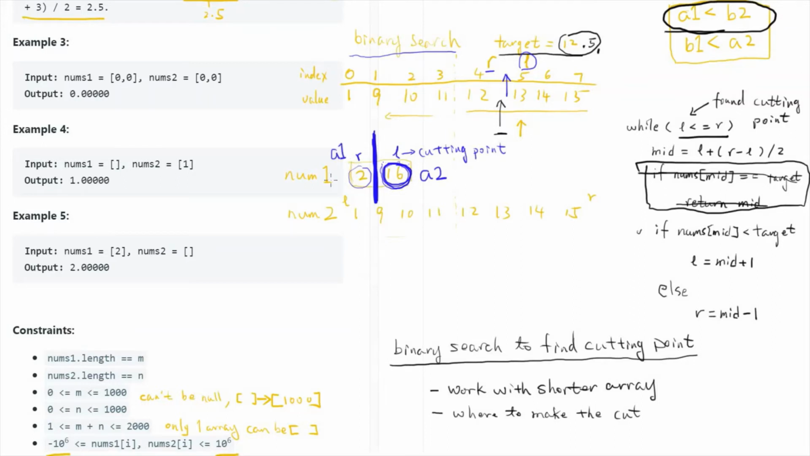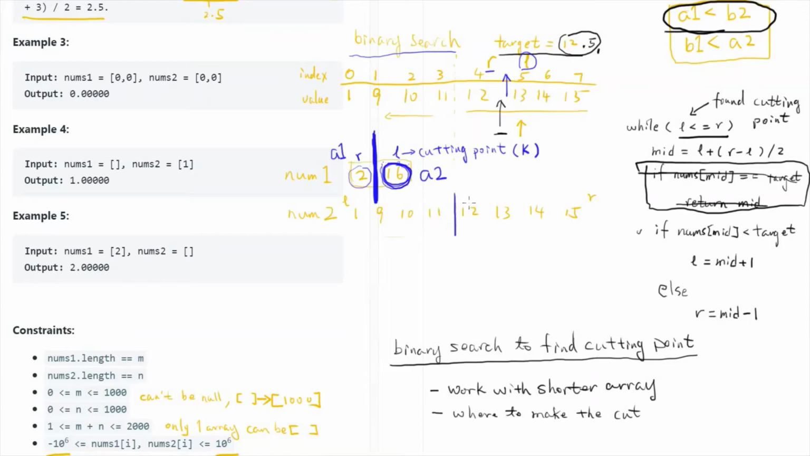Once we find the cutting point in the first array, let's say we give it the name K. Then we use the value of K to calculate the cutting point in the second array. So the second array will be cut between 11 and 12. With these two cuts, we have 5 numbers on the left side, and on the right side we have 1, 2, 3, 4, 5, also 5 numbers.